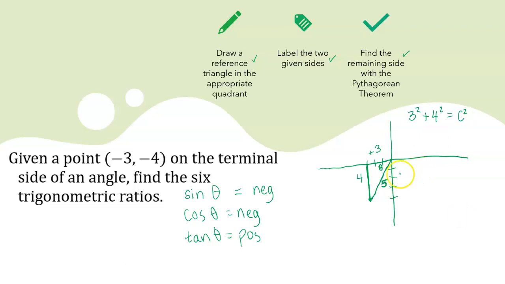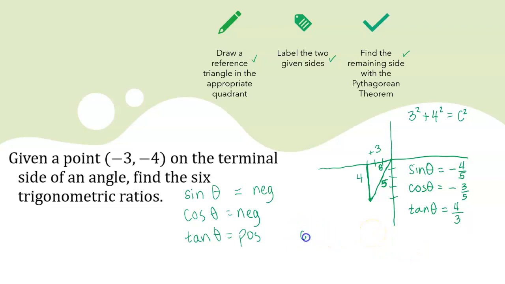Okay, so if I'm going to do sine, sine would be opposite over hypotenuse, but it's going to be negative. So sine of theta is going to be -4/5. Cosine of theta is going to be -3/5, adjacent over hypotenuse. Tangent of theta is going to be positive, opposite over adjacent. And then I've also got the reciprocal ones.